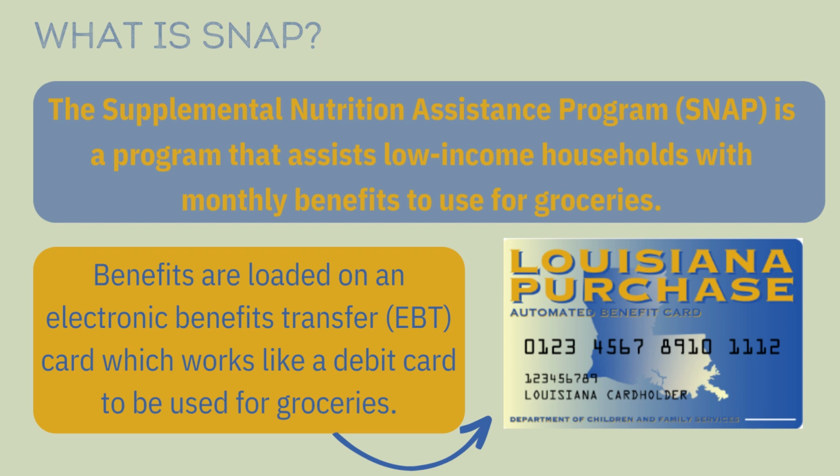Let's start with an introduction. So what is SNAP? SNAP stands for the Supplemental Nutrition Assistance Program, which is a program that assists low-income households with monthly benefits to use for groceries. Benefits are loaded onto an electronic benefits transfer card, which is an EBT card, and this works like a debit card to be used at grocery stores. So you would go to your store, do your normal shopping, and then when you go to pay, this is the card that you would use. If you are eligible and approved, you will receive this card in the mail.